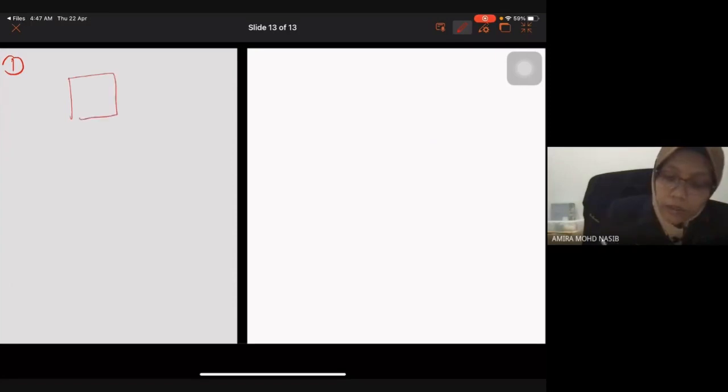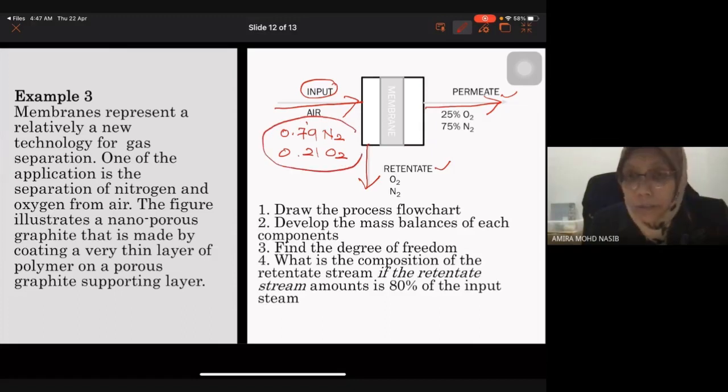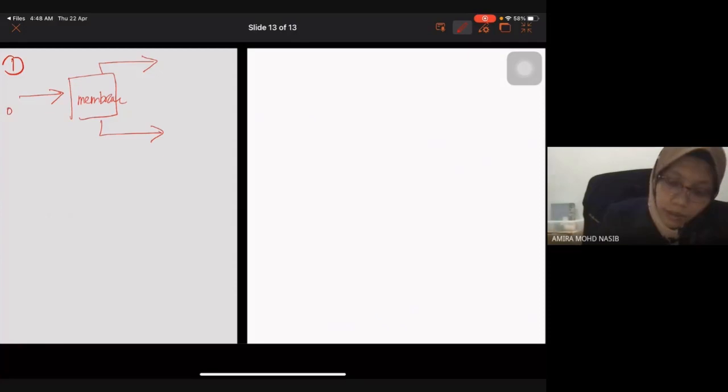Okay, so what is the unit? The process is a membrane where you have one input and two outputs. The input is air. You know that in air you have 79% nitrogen and 21% oxygen. Please remember this, because in a real exam, when it is stated that the input is air, you should automatically know the composition of the air: 79% nitrogen and the rest is oxygen. Please bear that in mind. So this one is 0.79 N2 and 0.21 oxygen.